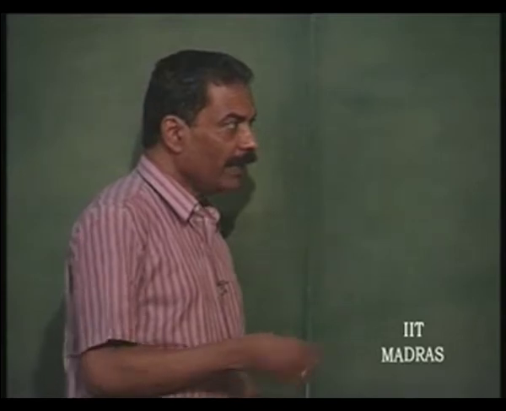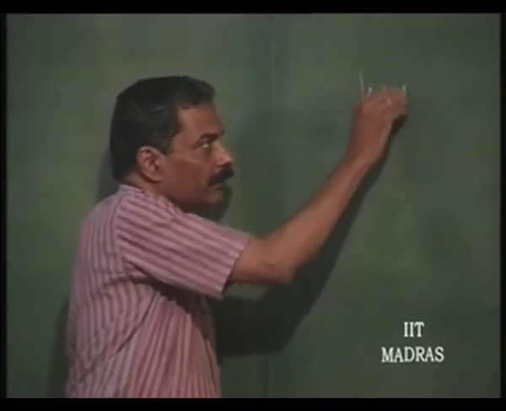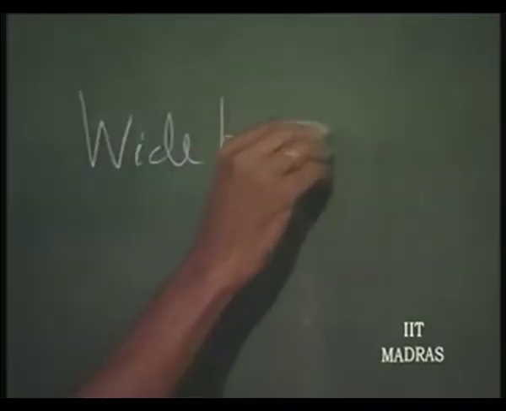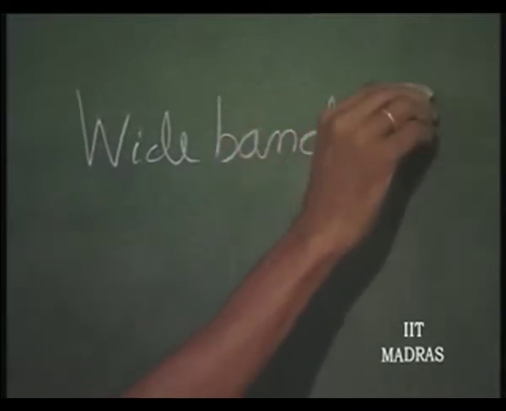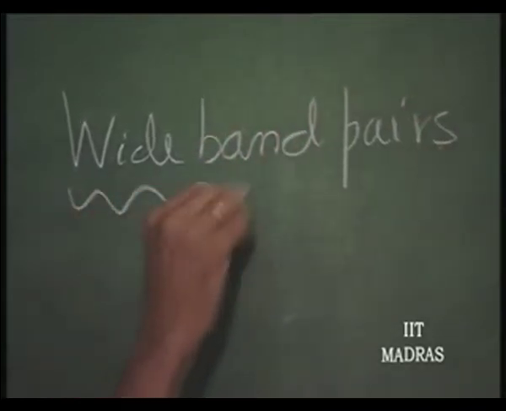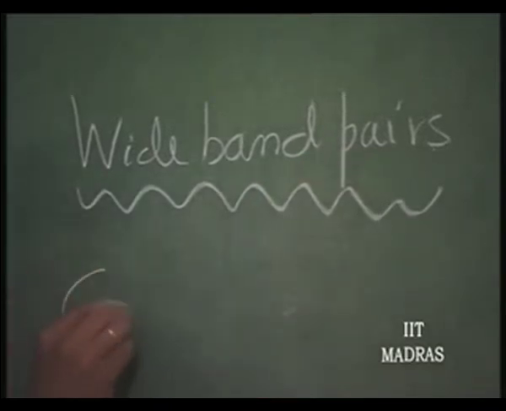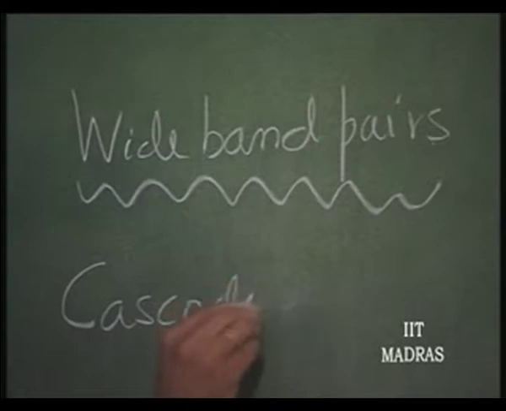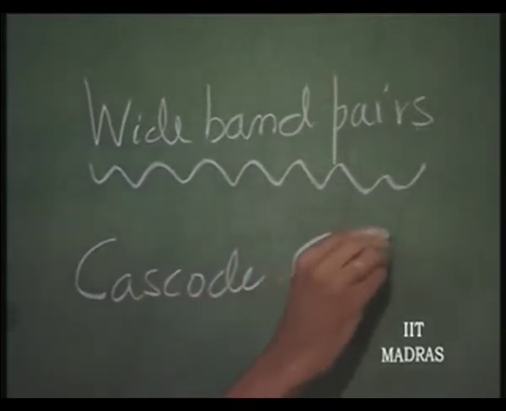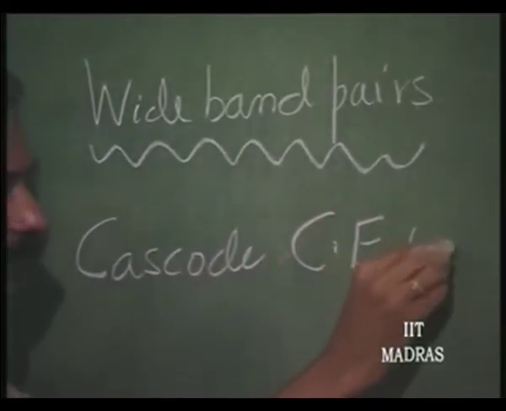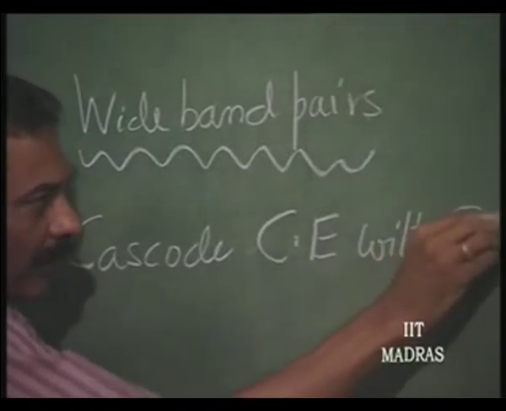Now, these wideband pairs let us discuss. One was already cascode, common emitter with common base.